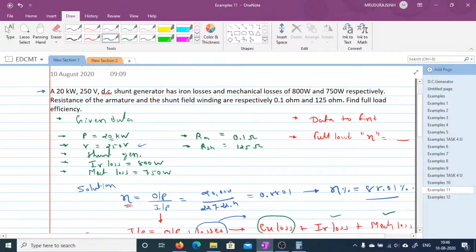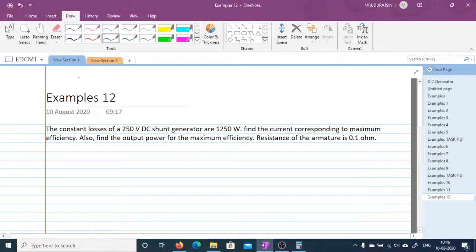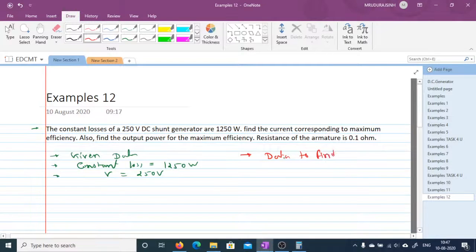The next example is, so let's quickly start to solve this example. We'll take the green pen and start writing the given data. Constant loss is given to us. Constant loss of a 250 volt DC generator is 1250 watt, and the terminal voltage V is 250 volt. Find the current corresponding to maximum efficiency. So it's directly given what data we need to find. Ia for maximum efficiency, that we need to find.